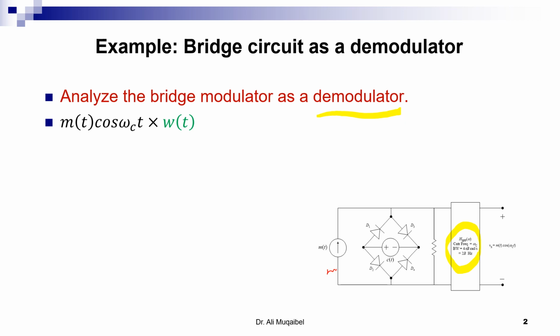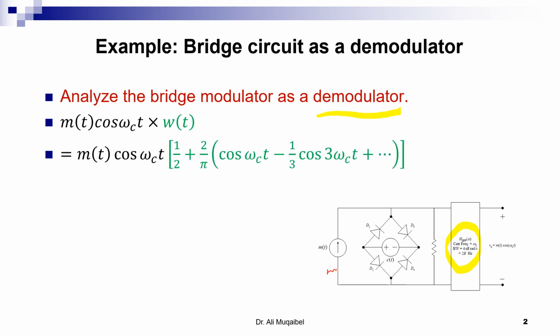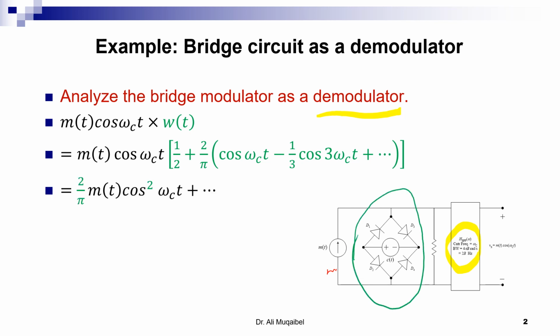So we want the output to be the input now, because we are going to use the demodulator, the input is going to be M of t times cosine omega ct times W. This is the green part. This is the equivalence of multiplying by the series. And then we can open the bracket, we get the cosine squared. The other terms, of course, are all there. But I am interested in finding, I would like to get the message back.